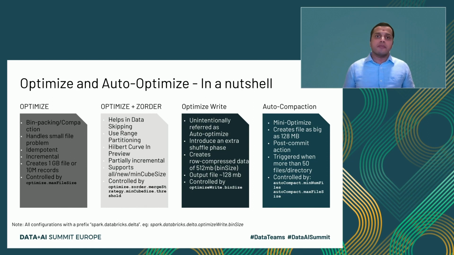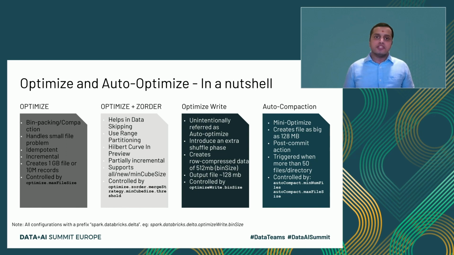With the regular optimize operation, we create files of the order of 1 gig, whereas with optimized write, we create files of the order of 128 MB. One thing to note here is that this limit of 128 MB is not a hard limit. We actually control the amount of row compressed data that one task is handling, and that will be around 512 MB by default.